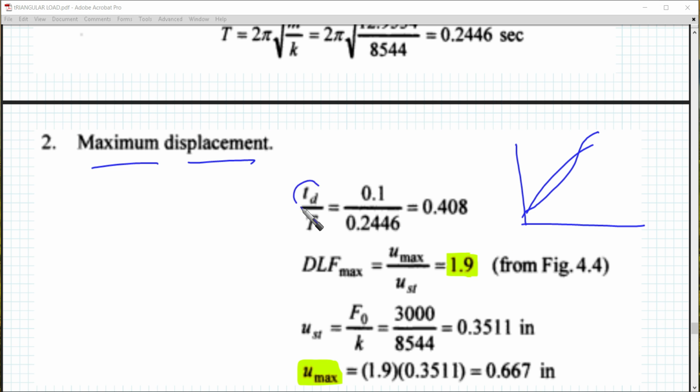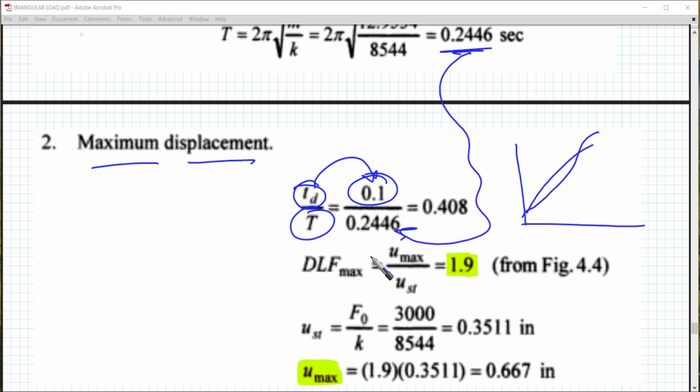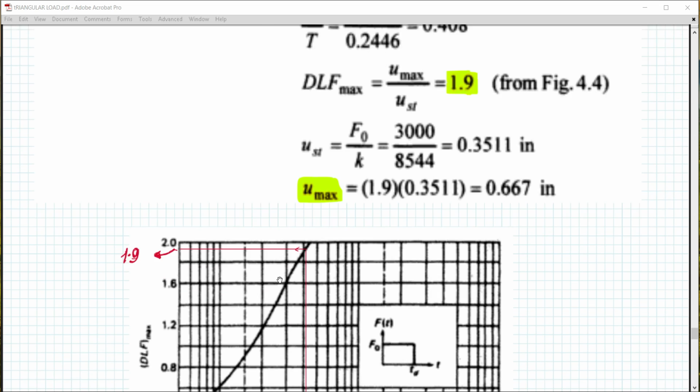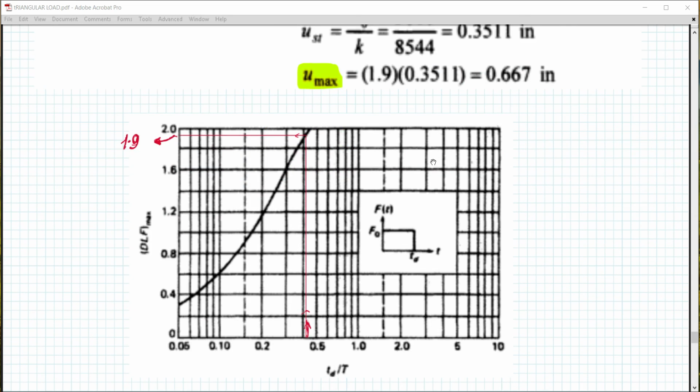So we have td over T, which is already given, or we have already obtained it from the previous slide. So we have 0.408. So we need to obtain Rd maximum here. Okay, so let's clean and go down. Yes, remember that 0.408, so we have here exactly td over T, 0.4, this is 0.408.